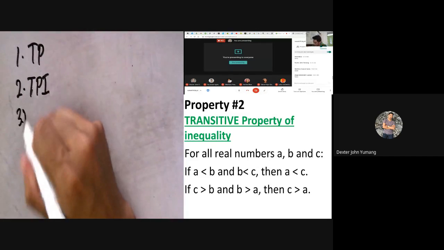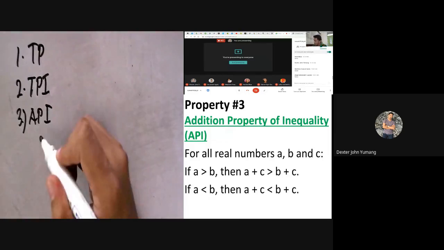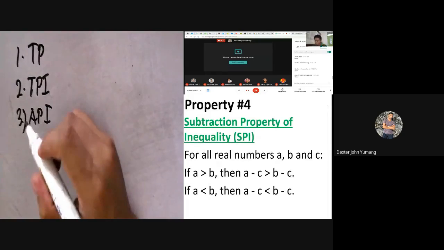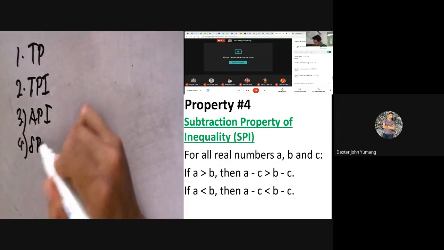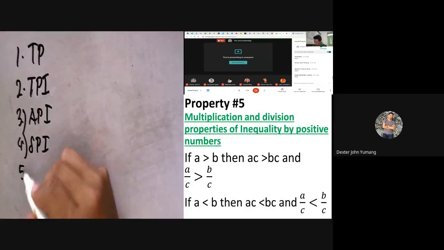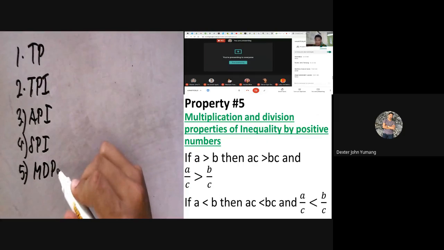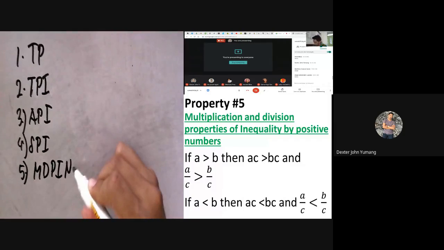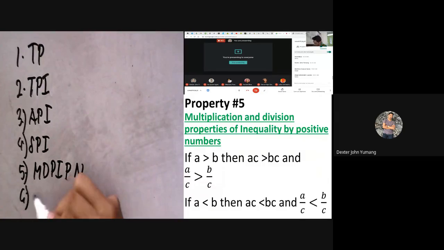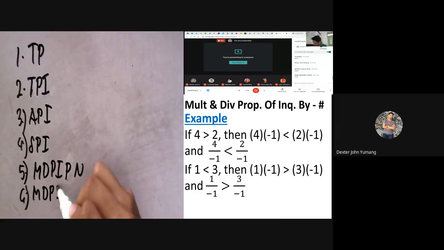Next, number 3, addition property of inequality, API. Next, subtraction property of inequality. Next, number 5, multiplication and division properties of inequality by positive numbers. Next, number 6, multiplication and division property of inequalities by negative numbers. Okay, tandaan nyo ha.